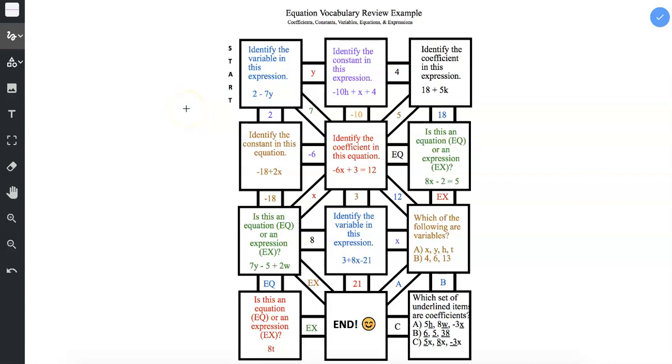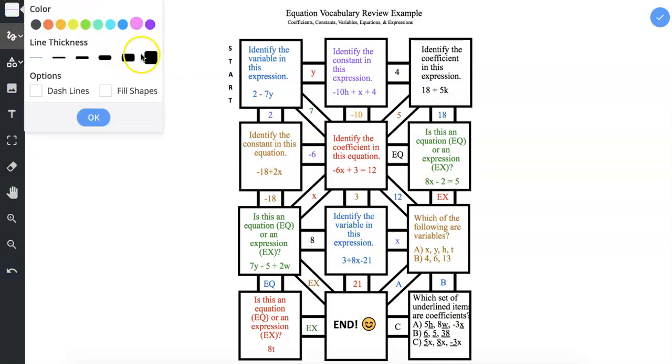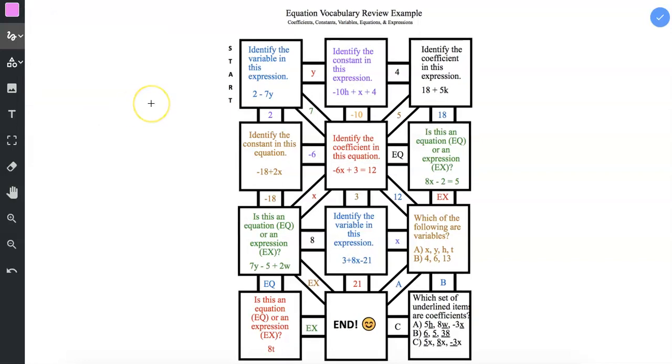Today I'll be showing you how to solve a math maze in GoFormative. First, I want you to notice that if I use this line like this, it's going to be really hard to see when I go to the maze. So I'm going to back that up, and I want you to pick the thickest choice for the line, and then we'll be able to see it a lot better.